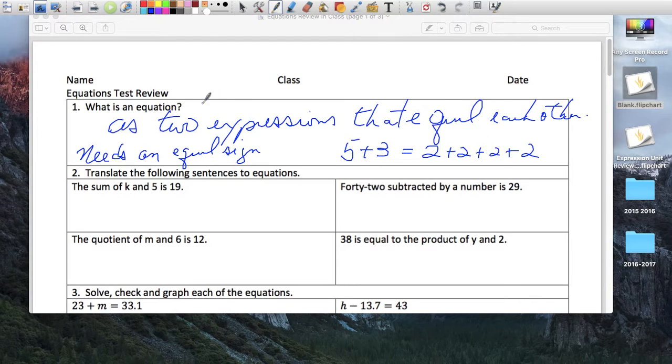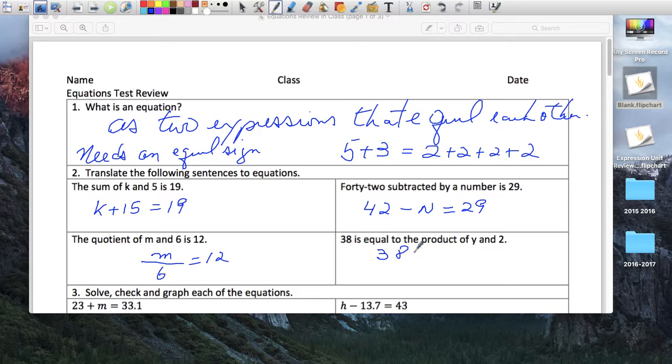Okay? So sum of k and 5 is k plus 5 is 19. Simple enough. 42 subtracted by a number, let's call it n, is 29. Quotient is division, so yes, use a fraction. Quotient m over 6 is 12.